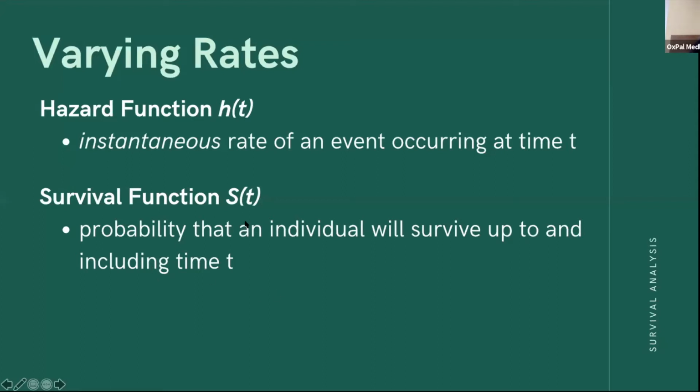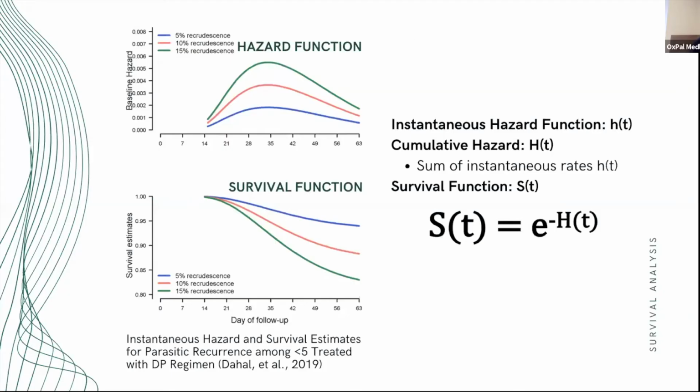So they're describing similar events, but in different ways and in different mathematical statistical terms. I think it's best to illustrate it in this manner. Don't focus on this, focus on the graphs first. We are looking at instantaneous hazard and survival estimates for parasitic recurrence among those less than 5. Just essentially look at the color of the curves.